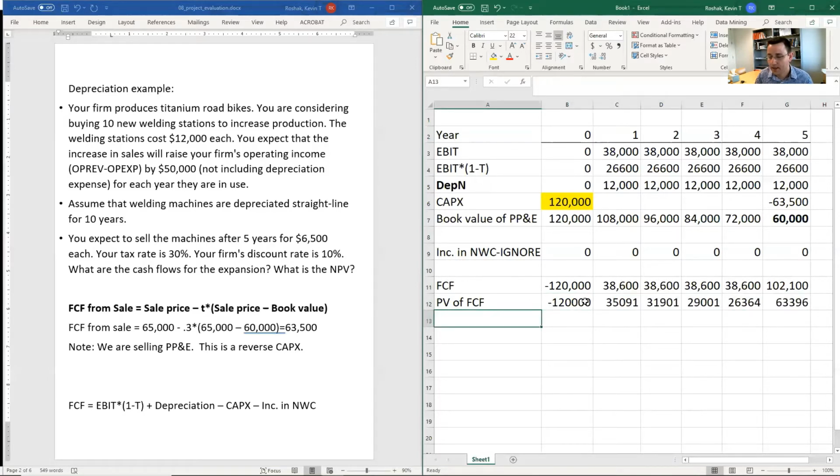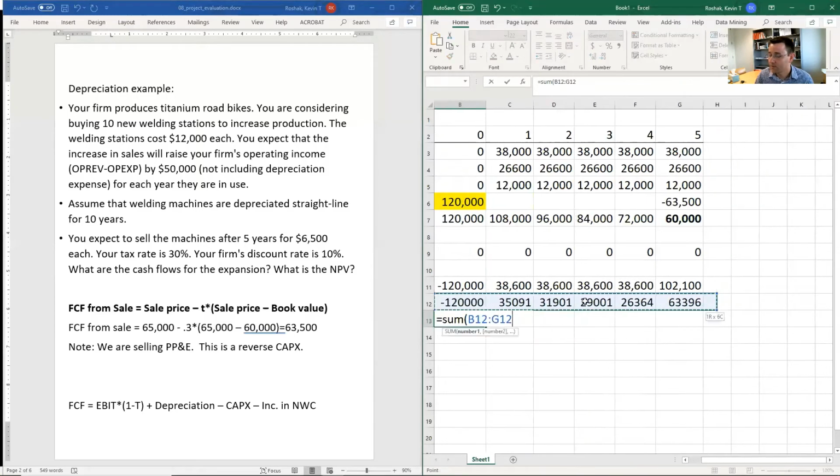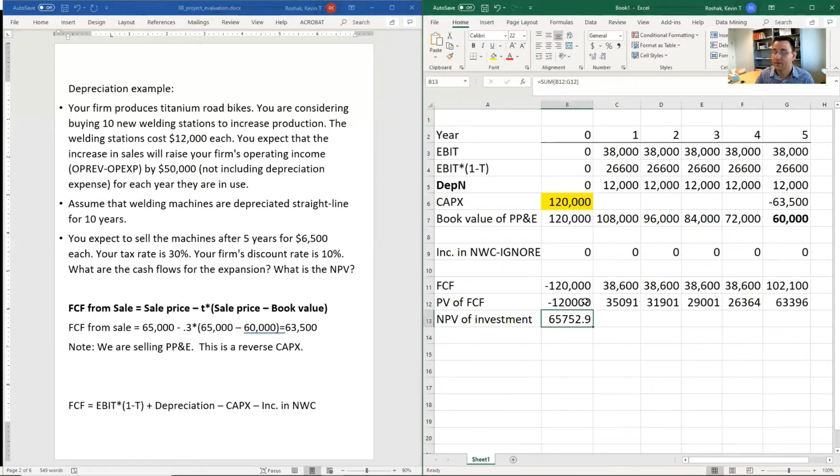and then put it all together to get the NPV of the investment. Sum up all of those present values, you'll get an NPV of $65,752.